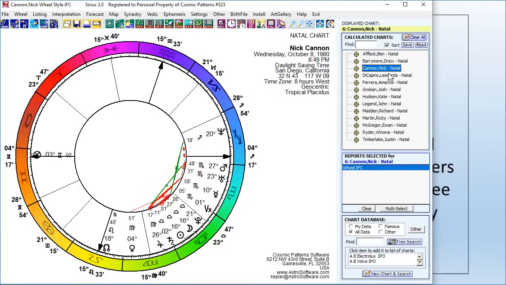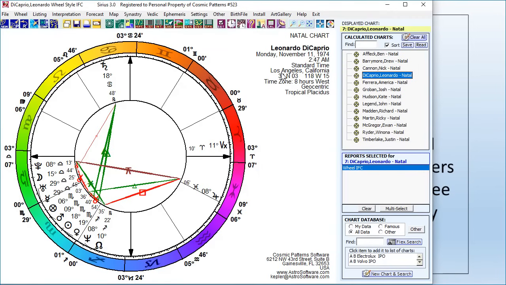Let's do a few more examples. Leonardo DiCaprio, the actor, looks like a big fat square here. 8 degrees 35, 8 degrees 6, under a 1 degree orb. It's about a half degree orb. Very strong Jupiter-Neptune. So we'll learn what Jupiter-Neptune means, and we can think about whether Leonardo DiCaprio exhibits the qualities of Jupiter-Neptune.